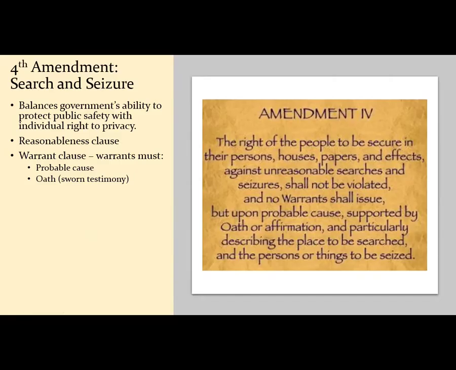That probable cause must be established by an oath, sworn testimony, like an affidavit. And the warrant itself has to be very specific about its scope. It can't be open-ended, no general warrants. You must have details of the scope of the search or the specific person who's going to be arrested. There are a gazillion exceptions to the warrant requirement.